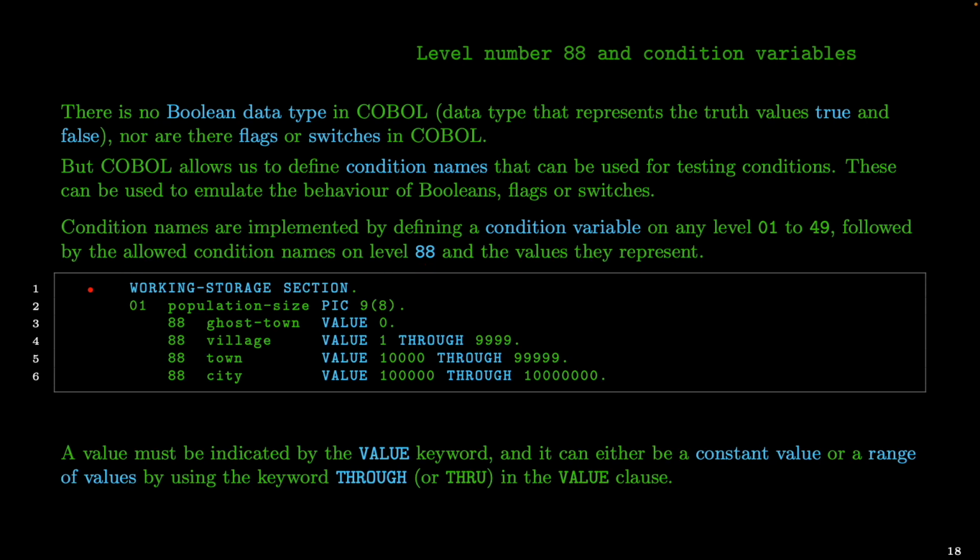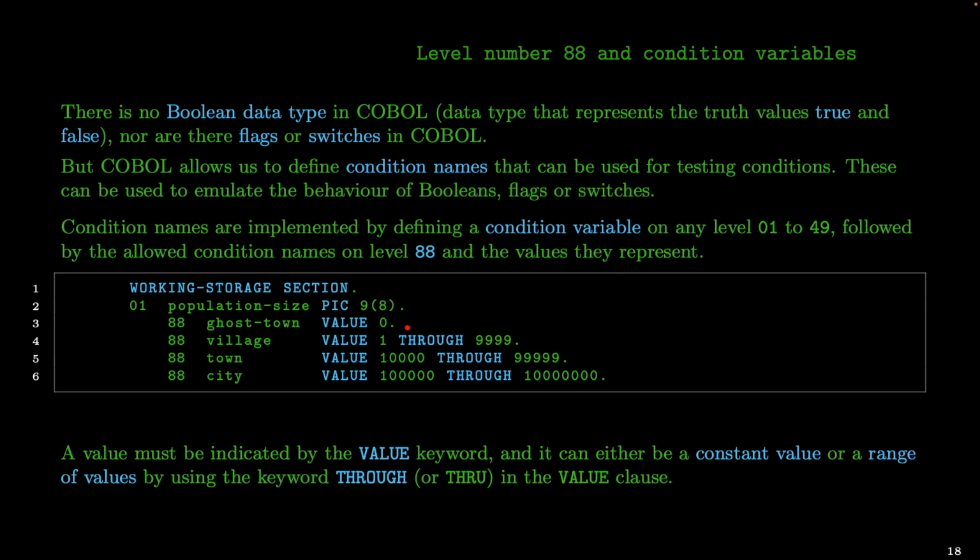So this will be much clearer once we look at this example. Here our condition variable is population size, which is a number with 8 digits. We define this on level 1. Now this condition variable is a record, and to use it as a condition variable, we define the condition names here with level 88. So assume what we want to do here is classify a settlement by its size into one of these categories.